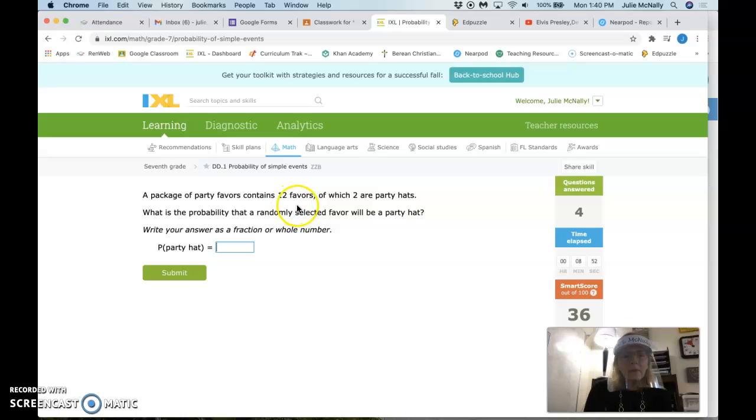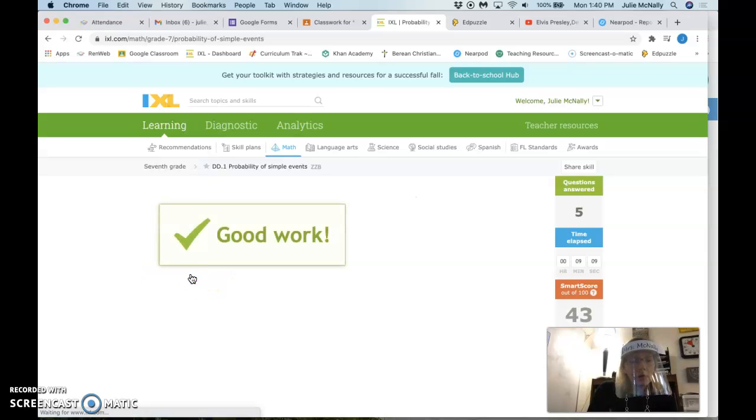A package of party favors contains 12 favors, of which 2 are party hats. What is the probability that a randomly selected party favor will be a party hat? There's 2 possible hats out of 12 possible favors. Yes.